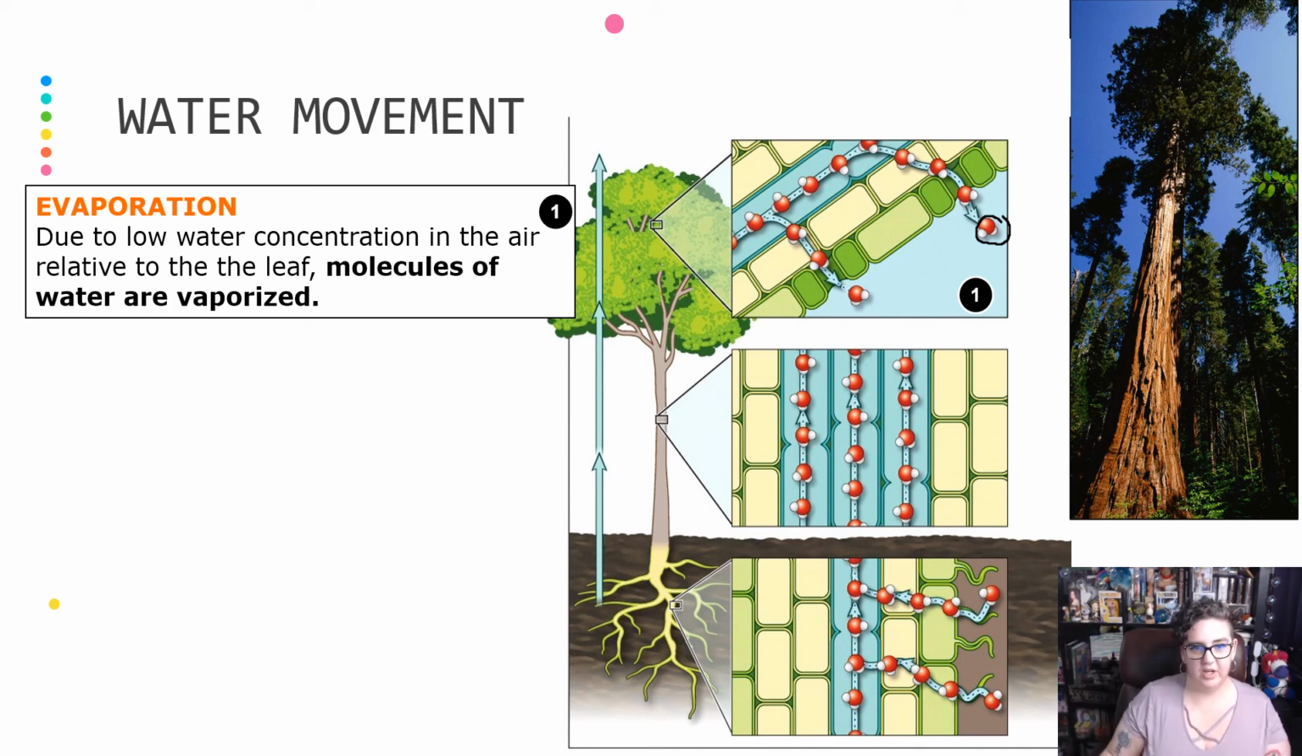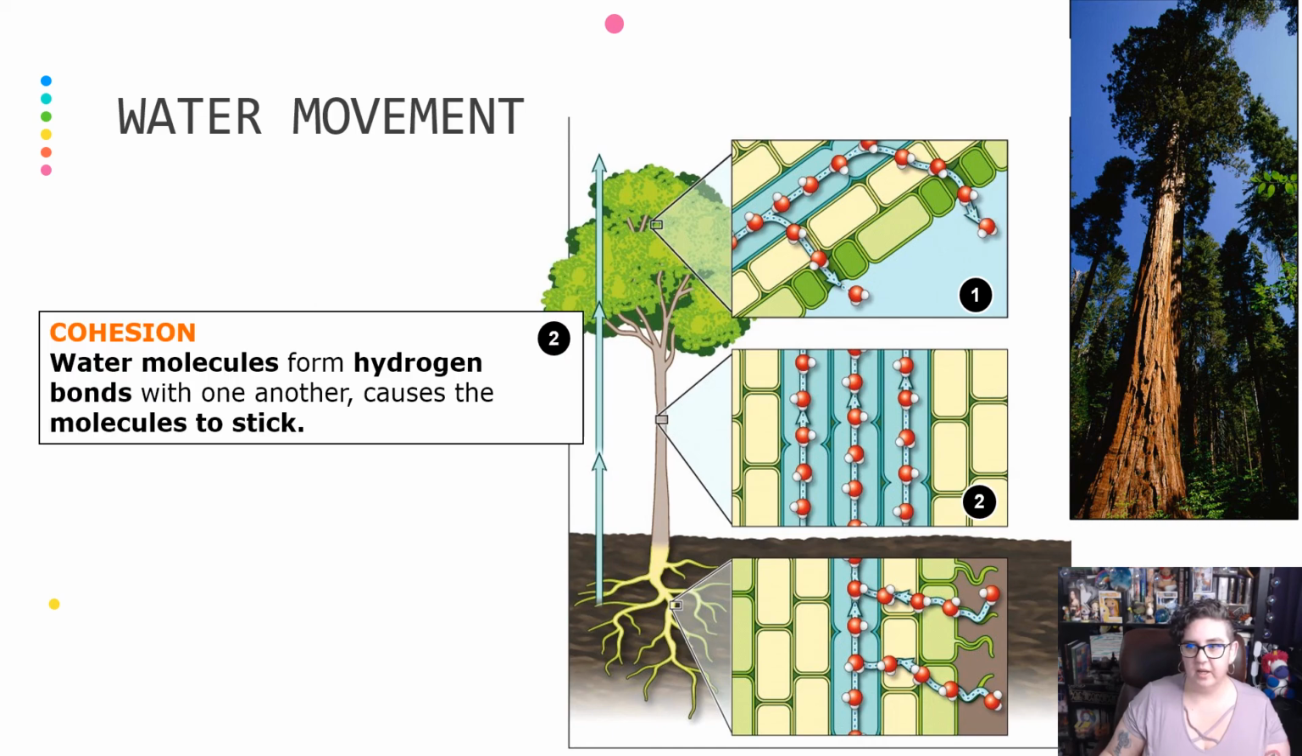So evaporation is happening in the leaves. And then we get the cohesion, the stickiness of water pulling those water molecules up through the stem of the plant. And it's because of those hydrogen bonds that we talked about, that water molecules are sticky, and if they're in water form, those are going to be pulled up.